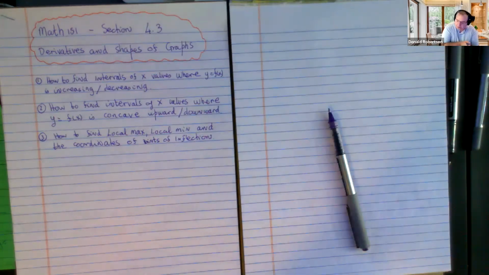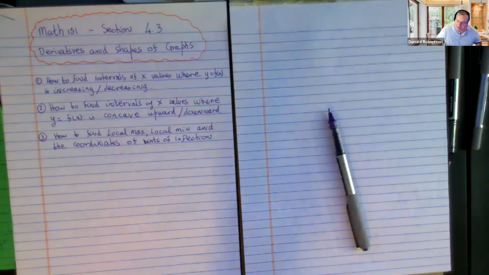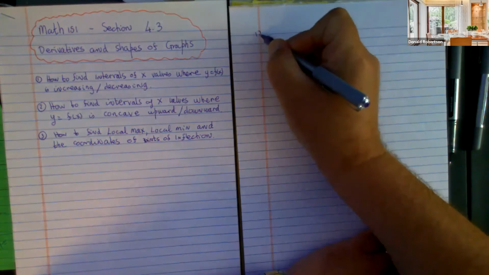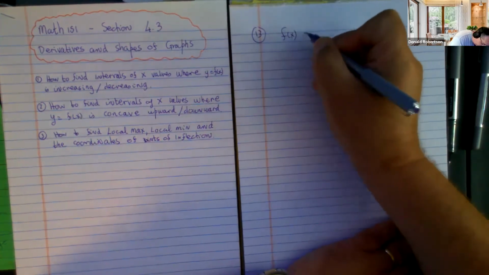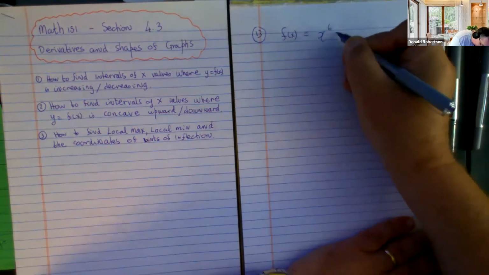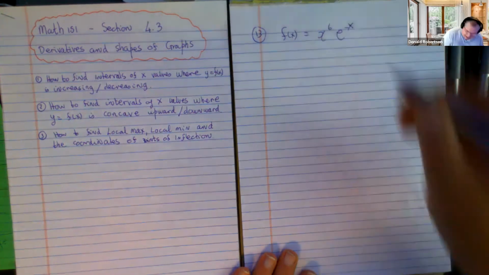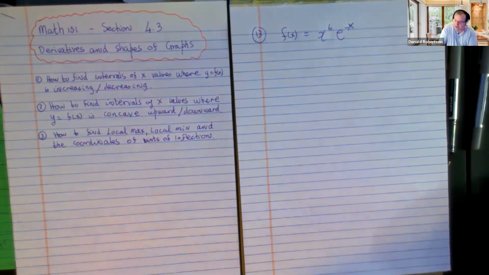Well, we've done polynomials, we've done fractions, and we've done trig. The next one is just, you know, randomness. All sorts of weird combinations can happen. So the one I'm picking this time is the weird combination: x to the 6 e to the -x. And again, it's only going to be first derivative stuff: increasing, decreasing, local max and min stuff.